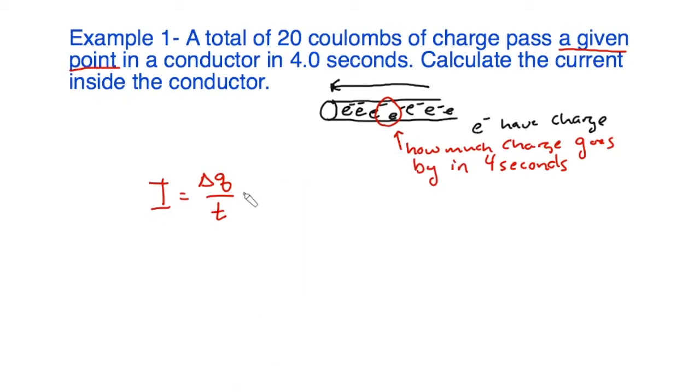So we were given Q. Coulombs is a charge for Q. So 20 coulombs goes by in 4 seconds. If I divide this, I will get an answer of I equals a certain amount of coulombs per second, which is ampere.